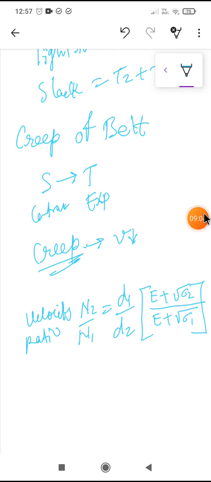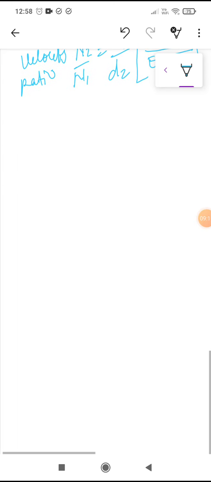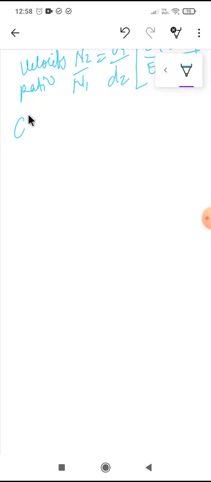So now the next topic is chain drive. This is the last topic of this chapter. So what is a chain? A chain is regarded as being in between the gear drive and the belt drive. So here comes the chain.